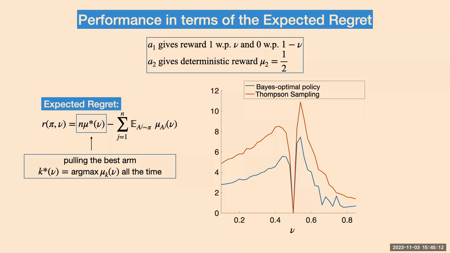So here is the performance in terms of expected regret. Expected regret is basically this: N mu star is what you get in this environment if you pull the best arm starting from the first round. This is the optimal policy, which is impossible to achieve because you do not know the environment a priori. And this is the reward for your policy pi. The regret is your optimal policy minus your current policy. Okay, that's the expected regret. And you can see Thompson sampling has larger expected regret than the Bayesian optimum policy. So the Bayesian optimum policy will always have better performance than Thompson sampling. However, it has larger computational cost.